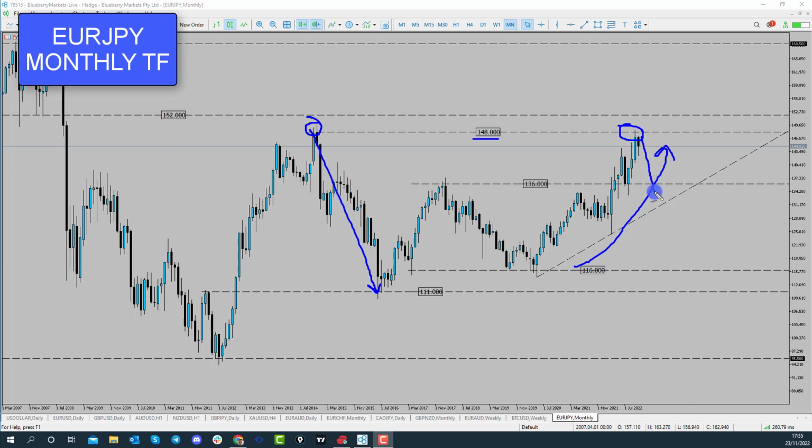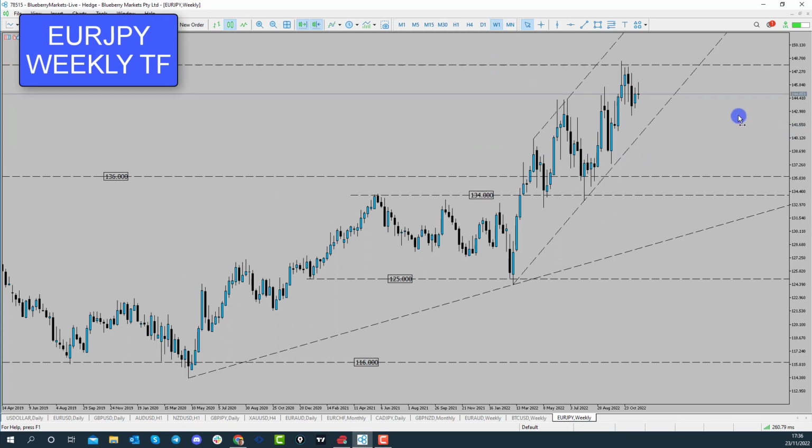You know, could 148 be an area where we see price trade back to the downside, maybe even see the 136 handle? Obviously, that would take a lot for price to get down to there at the moment, I think, from a fundamental perspective. So at the moment, we could be looking for some short-term opportunities, though, as price is rejecting the 148 handle.